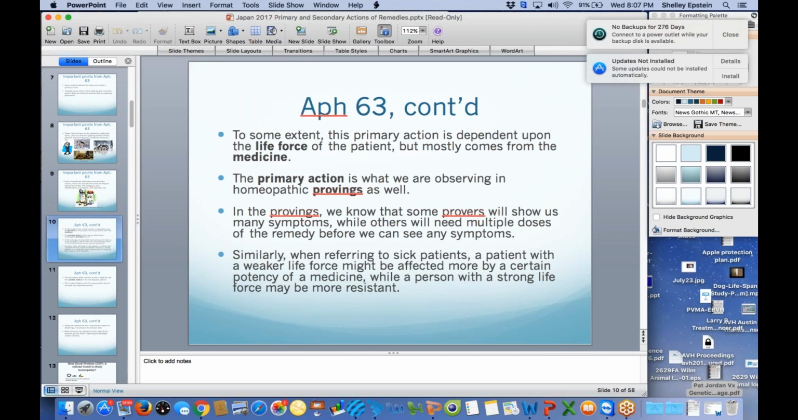To some extent, the primary action is dependent on the life force of the patient, but mostly comes from the medicine, as we've already said. The primary action is what we're observing in the provings. We've said that too. And in the provings, we know that some provers will show us many symptoms, while others will need multiple doses of the remedy before we can see any symptoms. Similarly, when referring to sick patients, a patient with a weaker life force might be affected more by a certain potency of a medicine, while a person with a strong life force may be more resistant. So that's all in the posology to alter that.